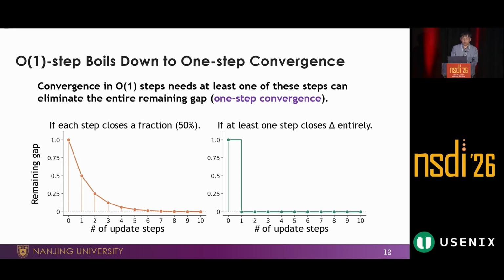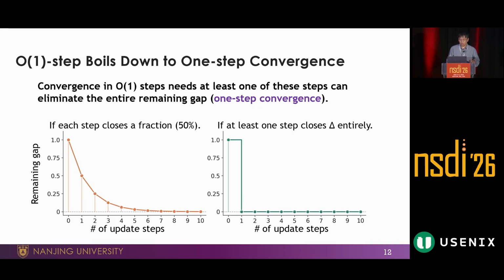Okay, this is the first thing we want to show: O(1) step convergence. Actually, it boils down to one-step convergence. As we can see from this figure, on the left, if at each step there is a delta gap between the target and the current state, and every time we close a fraction of the gap, that is still log delta complexity. But eventually, at the last step, we need to close the remaining delta entirely.